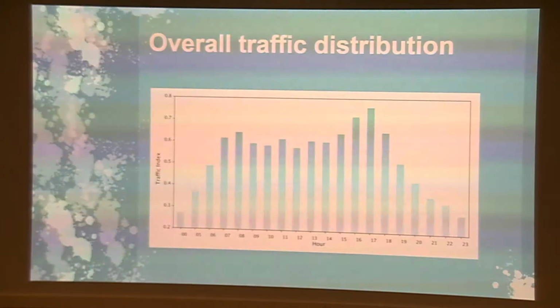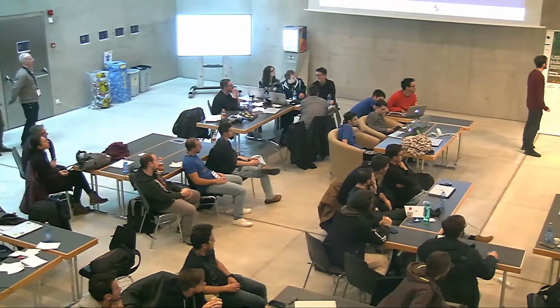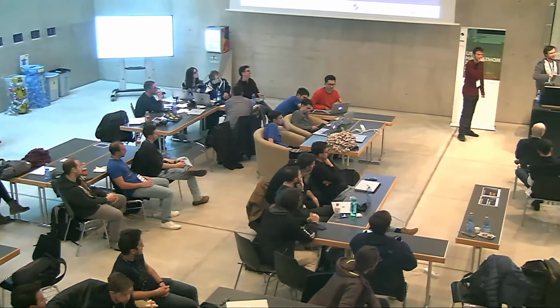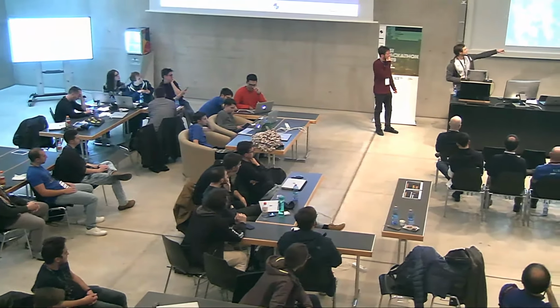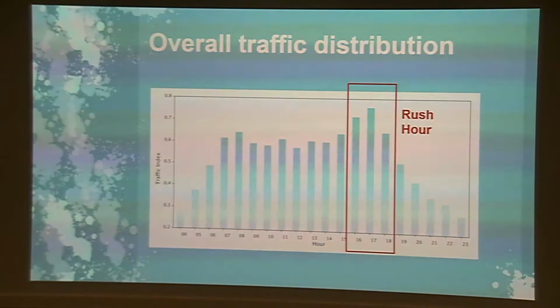All right, so this is the first way to visualize our resulting index. As you can see, if I plot the average value by hour of the day, you can see that we have a peak during rush hour, as expected, and a lower peak in the morning.